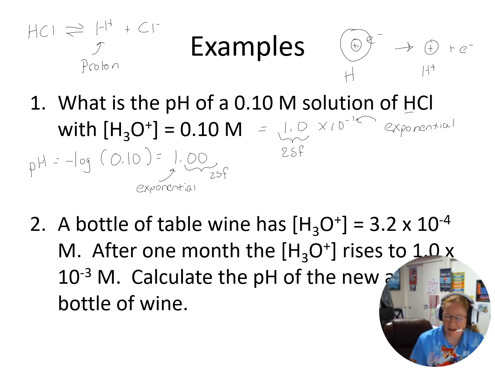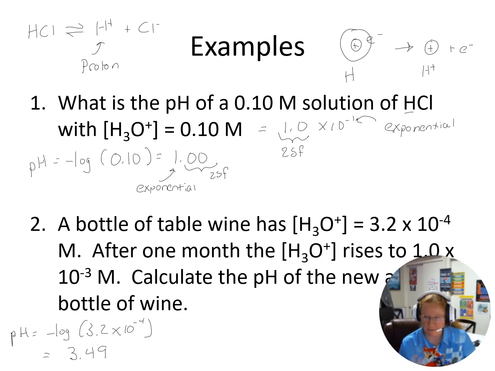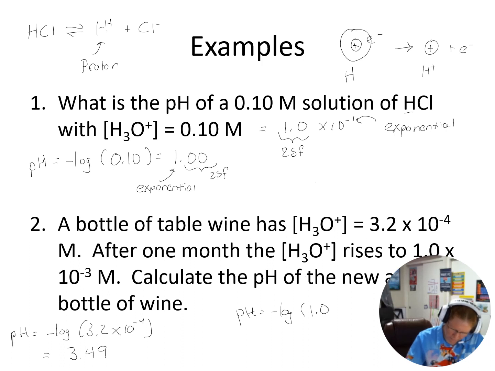So I've got some table wine. I let it age. So let's calculate the pH before and after I let it age. Okay, so there's before it ages. We get 3.49. Again, the 0.49, those are the two sig figs, and that 3 is related to the exponential. Okay, and then after it aged, we get negative log of 1.0 times 10 to the negative third, which gives us 3.00. Okay?